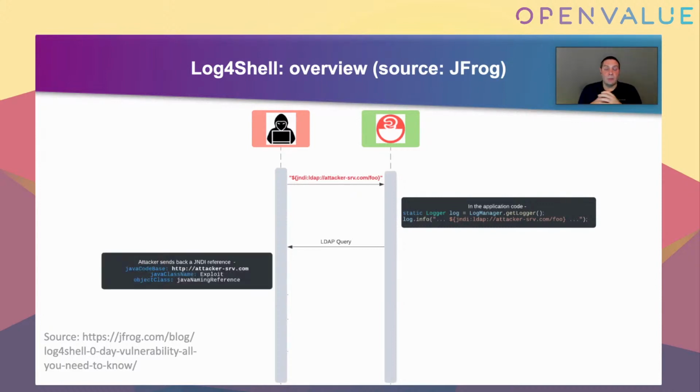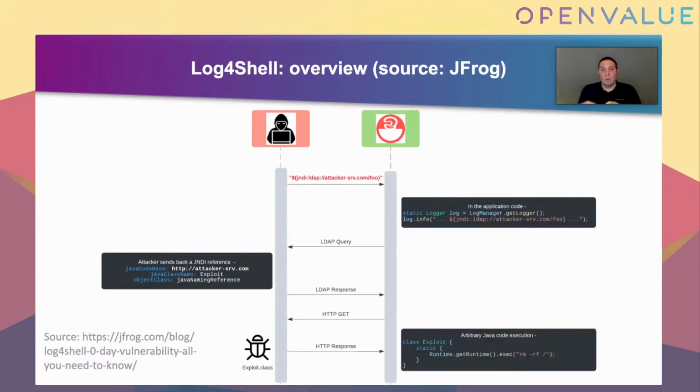The attacker has set up a rogue LDAP server on attackerserve.com, and they are sending back a JNDI reference, which is saying, okay, the Java code base is on this URL, the class name is exploit, and the object class is a Java naming reference, which is a JNDI name. The LDAP server of the attacker sends back a response to the vulnerable application, which in response wants to fetch the reference to the Java code base. So it makes an HTTP GET to the attackerserve.com server. It fetches exploit.class, so it's a class file, and it sends back an HTTP response.